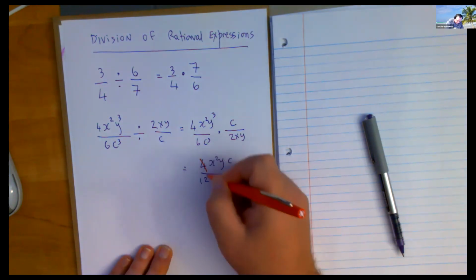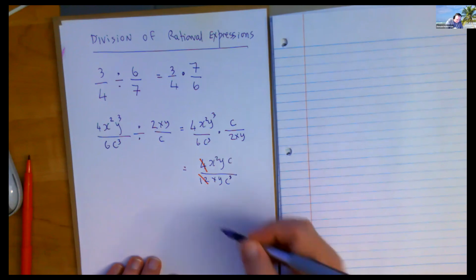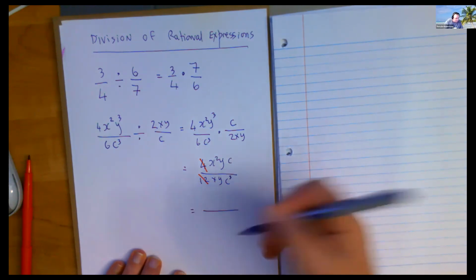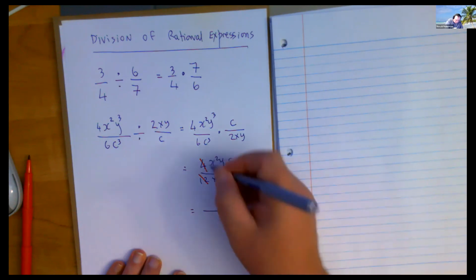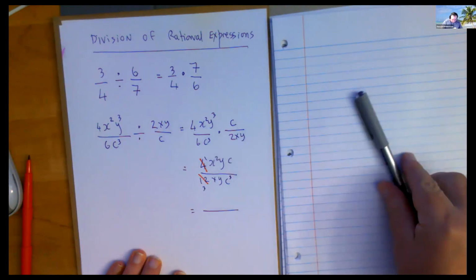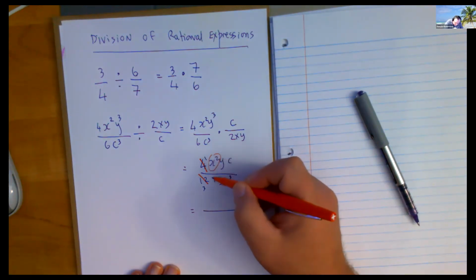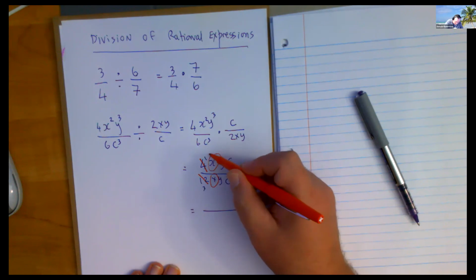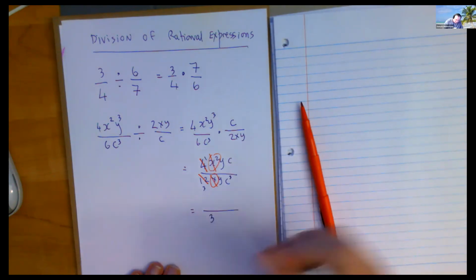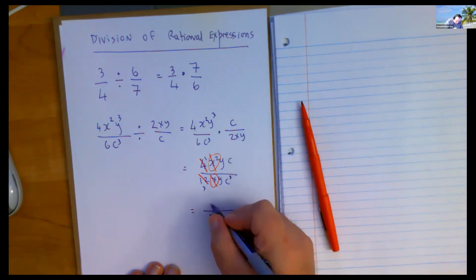Can I do any kind of cancelling with the 4 and the 12? Agreed? 4 and the 12, divide by 4. What are you going to get? A 1 left over and a 3 left over? That's that done. Can the x squared and the x cancel? Sure can. When they do cancel, isn't there an x left over? And this x belongs on the top, doesn't it?